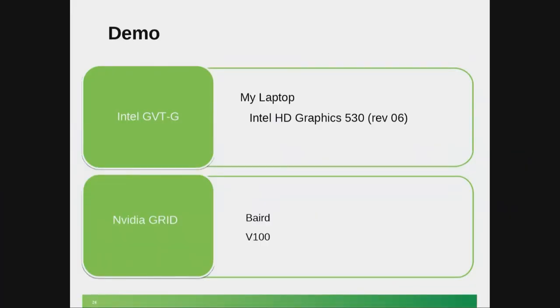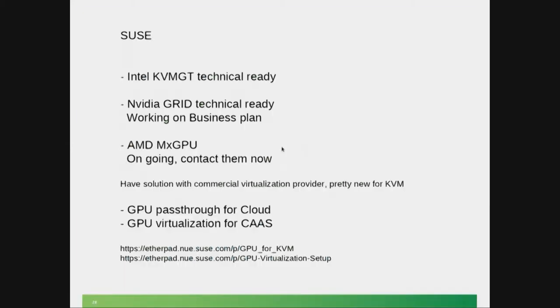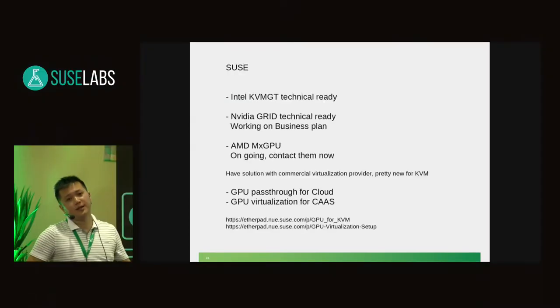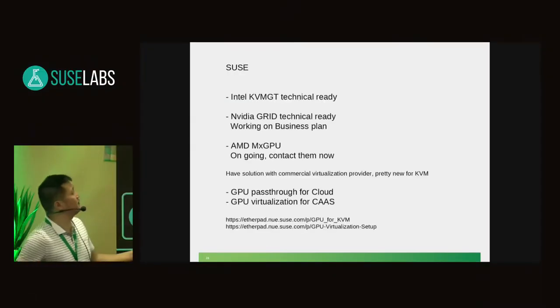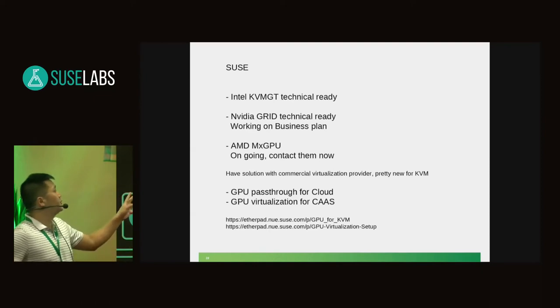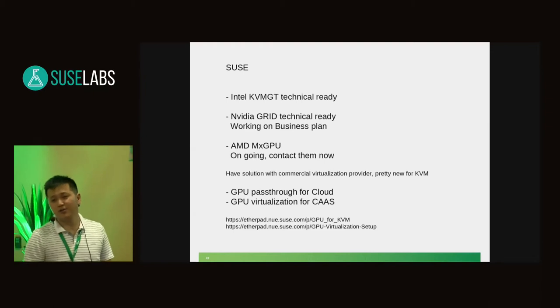Let's see the last part. Yes, we already have Intel R315, 312 SP4 support. Nvidia could also support it, but since it's commercial stuff, we need to do something business-wise. And I believe Philip could also give some update on the new.